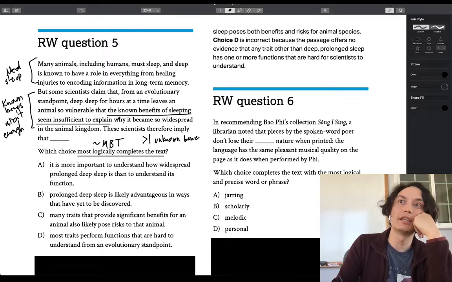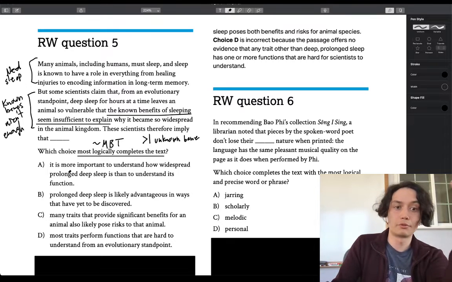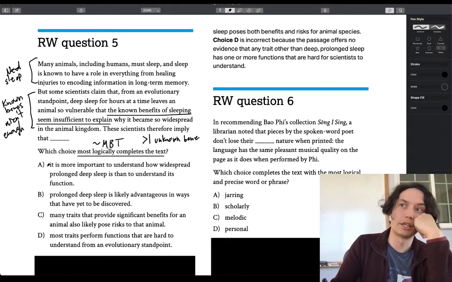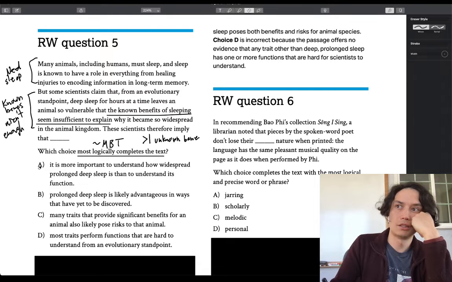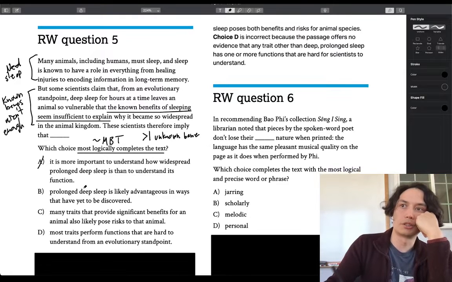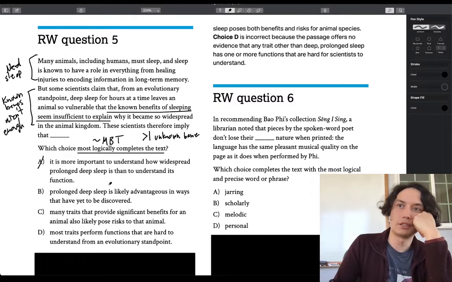There's something else. It is more important now to understand how widespread prolonged deep sleep is than to understand its function. This is a claim about where we should focus the attentions of our science, and it's not related to the core point of sleeping. Prolonged deep sleep is likely advantageous in ways that have yet to be discovered.